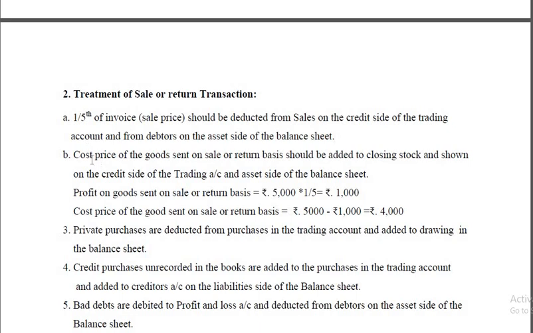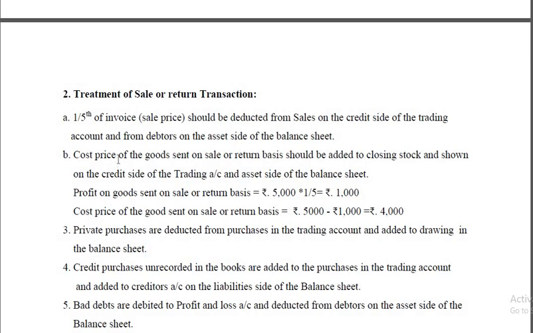Sorry, invoice price should be deducted. Invoice price should be deducted, not 1/5 of invoice price. So invoice price should be deducted from sales on the credit side of trading account, and from the debtors on the asset side of the balance sheet. This is the invoice price. Okay, not 1/5 of, it is invoice price.